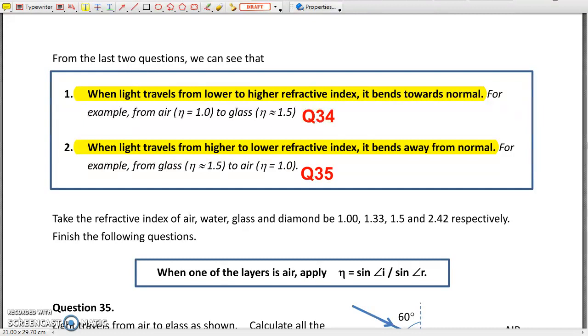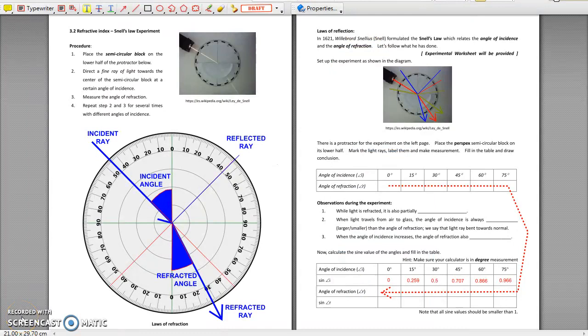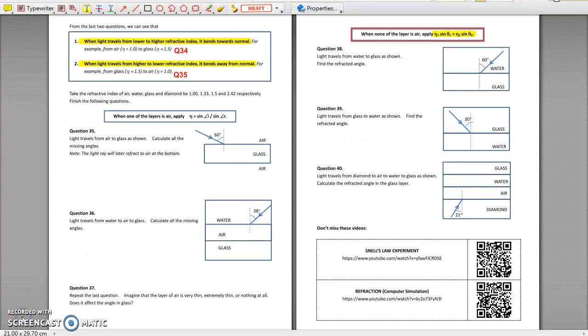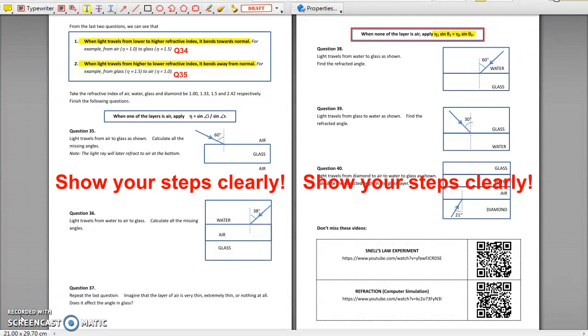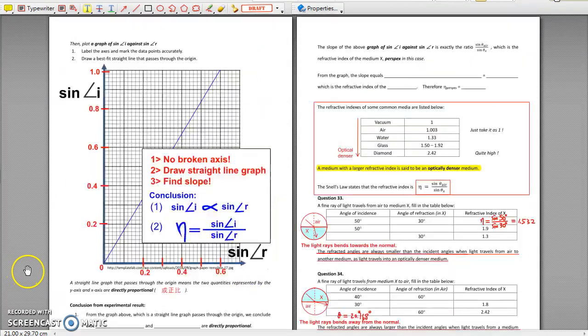There are more challenging questions, which you may find on page 40, in which none of the media is air, and you will have to apply another format of Snell's law. So, in the coming lesson, you will do an experiment on your own, finish the report, and then do calculations using Snell's law. As a gentle reminder, remember to show your steps clearly in your exercise book for all the calculations. Now we play the video and copy the notes from the video.